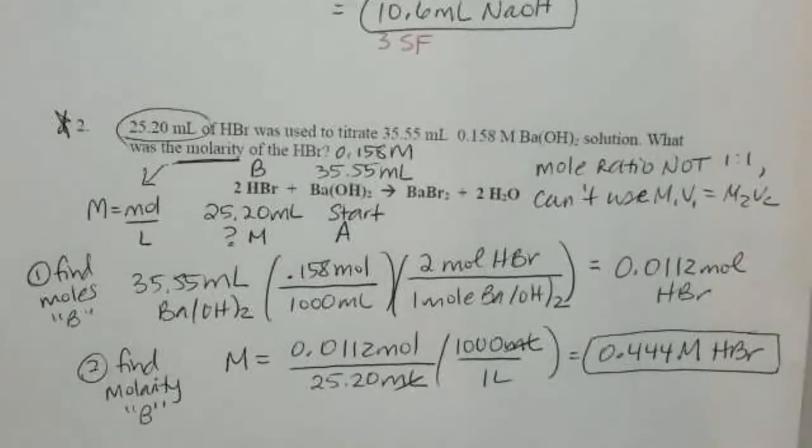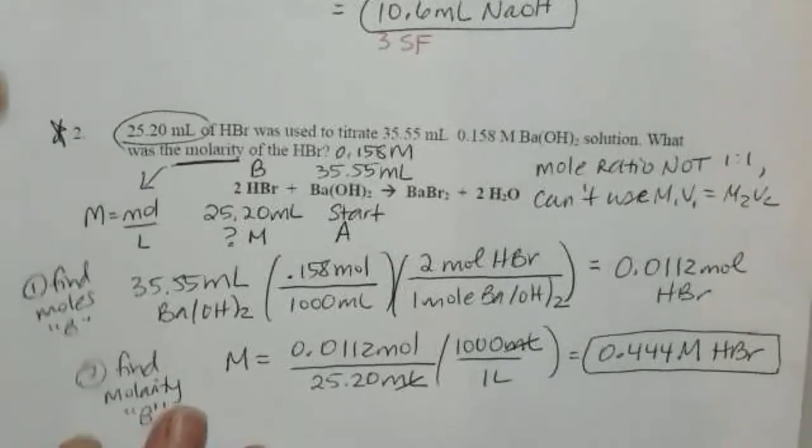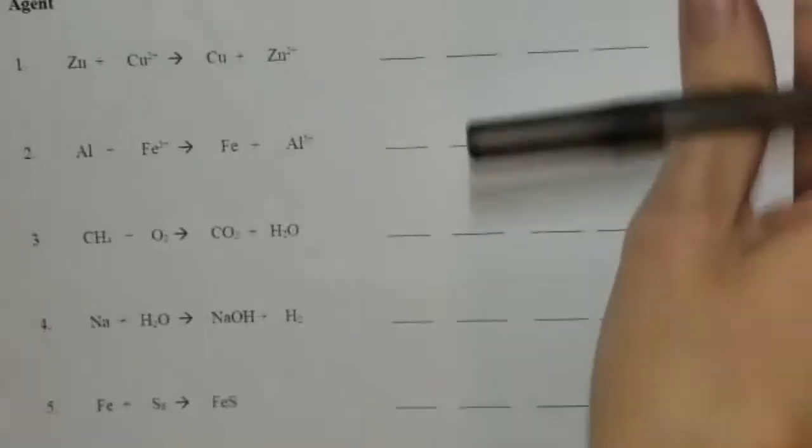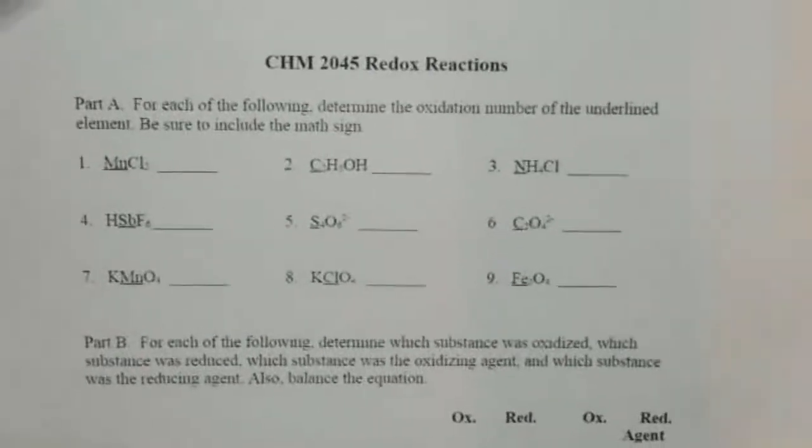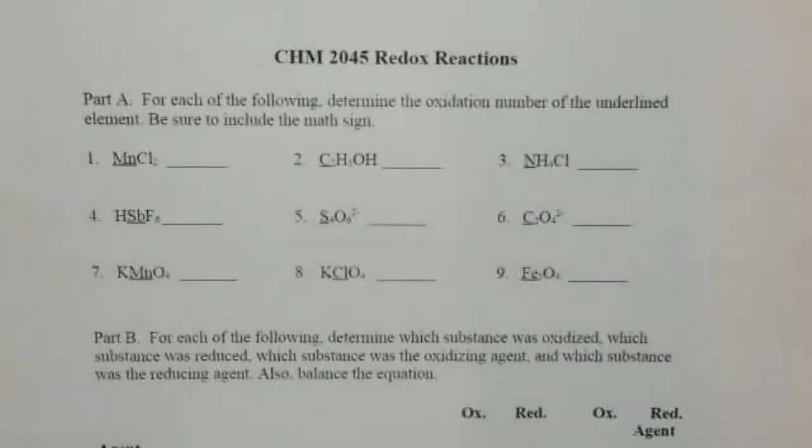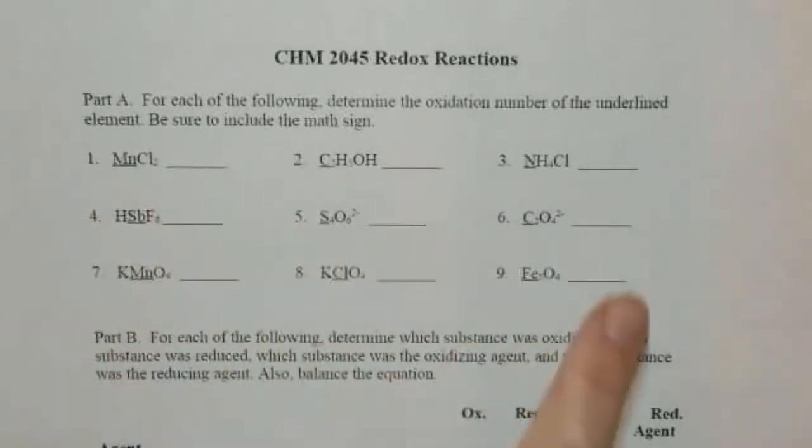We're going to talk about oxidation states and what is reduced, what is oxidized, what is the reducing agent, what is the oxidizing agent. So there's a little bit more that we're going to add from what we did with intro. All right, so for the redox reactions worksheet, first thing that we're going to do in this first section is figure out the oxidation number of whatever is underlined in these compounds or polyatomic ions.